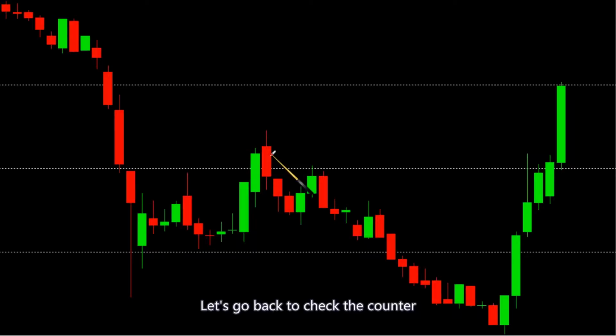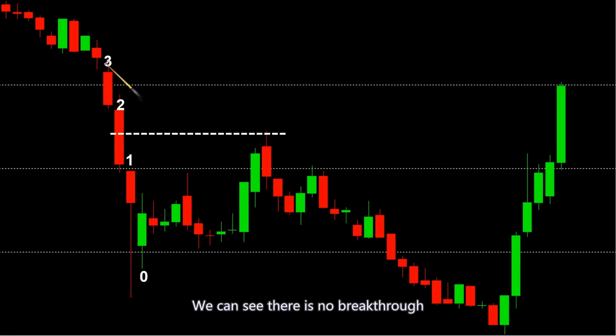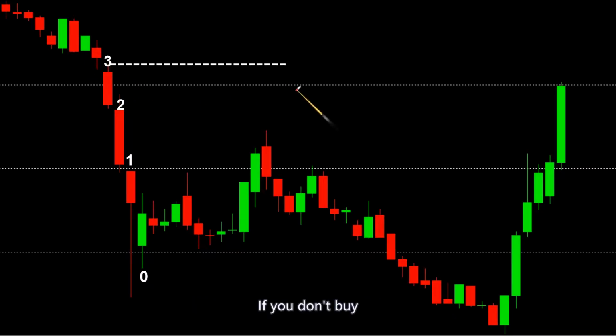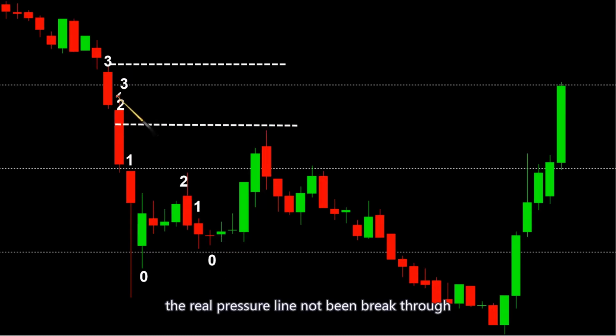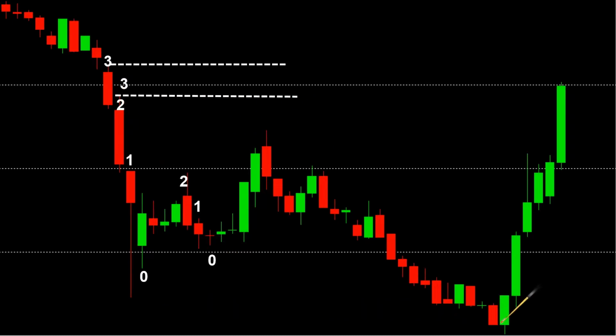Let's go back to check the chart. The Countback line is over here, the high price of candle 3. We can see there is no breakthrough. If you don't buy, you won't be stuck. Then, after falling down, this Countback line, 1, 2, 3, the real pressure line, has not been broken through. So if you don't buy, you won't be stuck.